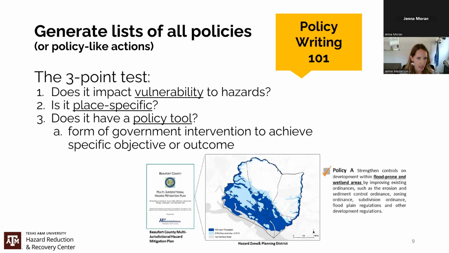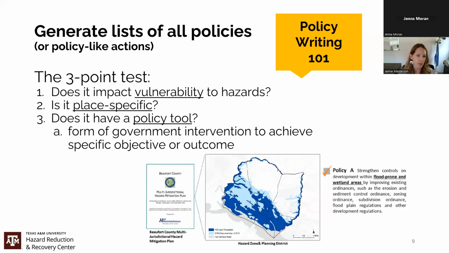The second piece to this is we want it to be place specific. Where is this going to impact? Is it impacting a park, a downtown district? Is it talking about repetitive loss structures? So anything that can be mapped, you want to see if there's some language in there about that.